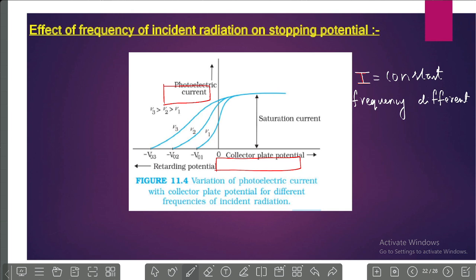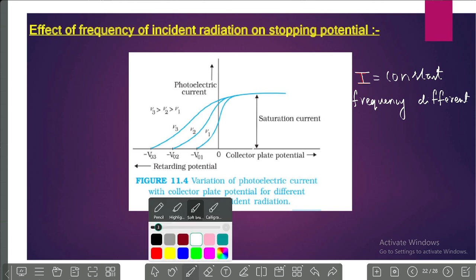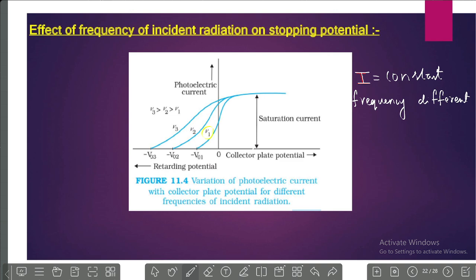See here, the frequencies taken are nu 1, nu 2, nu 3. So nu 3 is greater than nu 2, which is greater than nu 1. For different frequencies, different stopping potentials come: minus V01, minus V02, minus V03.